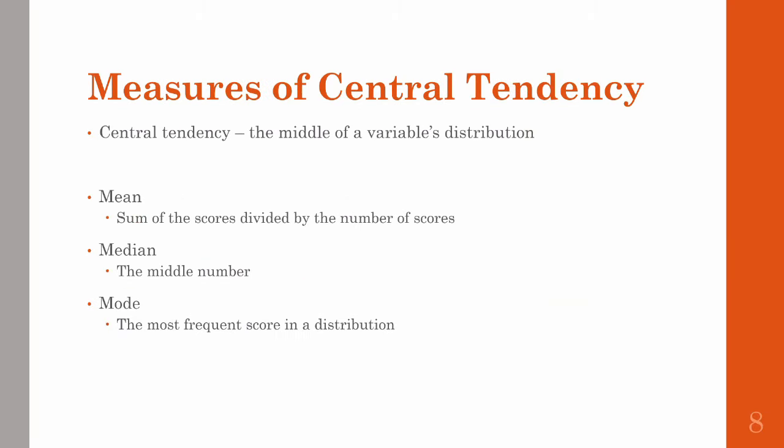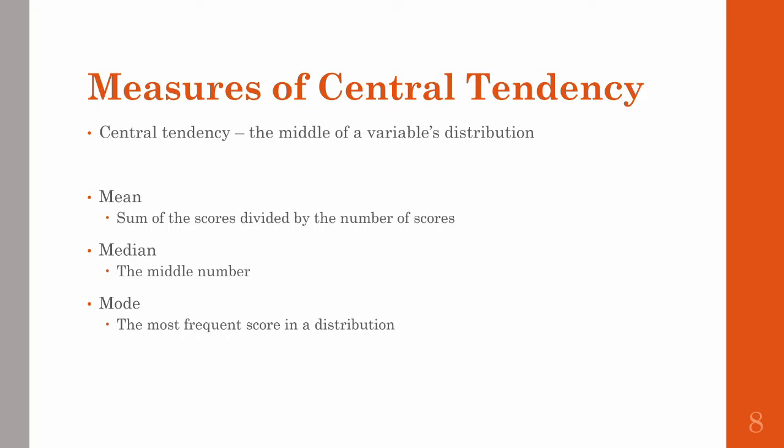Moving on, in descriptive stats, we always report a measure of central tendency. Central tendency describes the middle part of a variable's distribution. And there are three ways we can report central tendencies. You're probably already familiar with these, but the first is the mean, which is the sum of the scores divided by the number of scores.